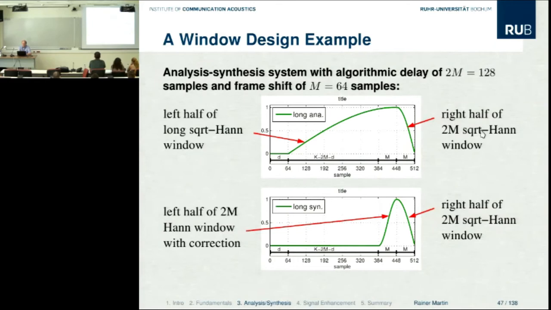Just take a short square root Hann window for the right-hand side and a long square root Hann window for the left-hand side, glue them together, and then you have your long window.